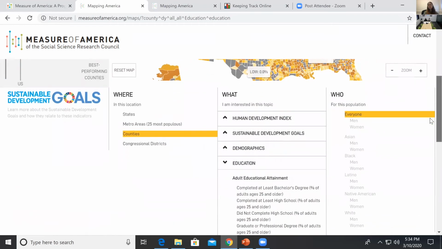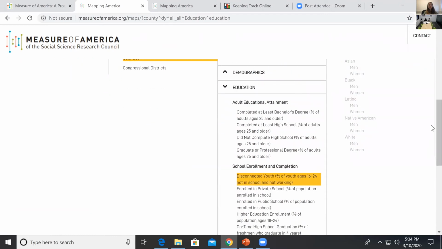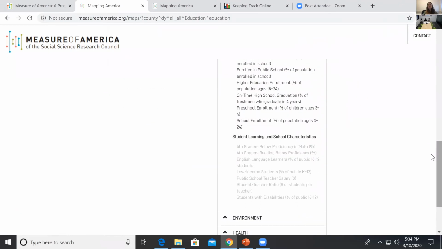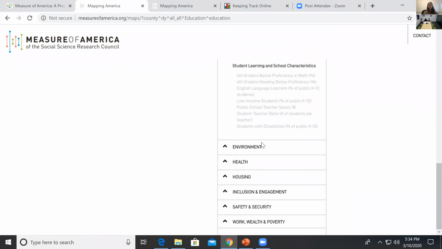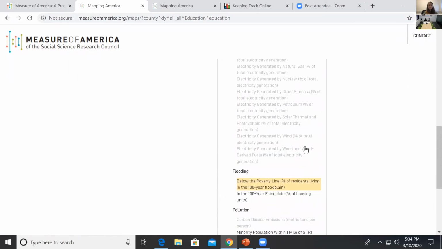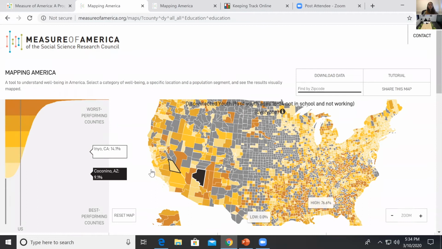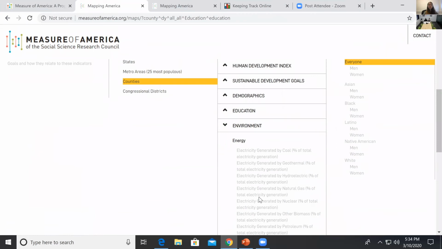So just to say, something interesting and different that you can look at on Measure of America that you don't see on Count All Kids are things relating to the environment and health and inclusion and safety, right? So if you look at environment, you can look at things related to pollution and flooding, right? The reason that these are in light gray is because we have it by county right now.